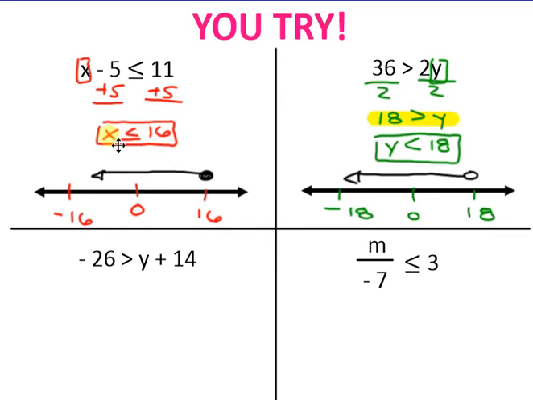The first one should be x is less than or equal to positive 16. So it's going to be closed circle on top of the 16, arrow going to the left. The second one, y is less than 18, open circle over the 18, arrow going to the left.